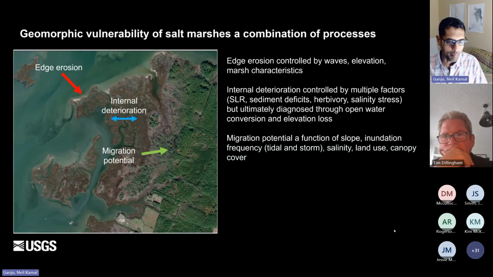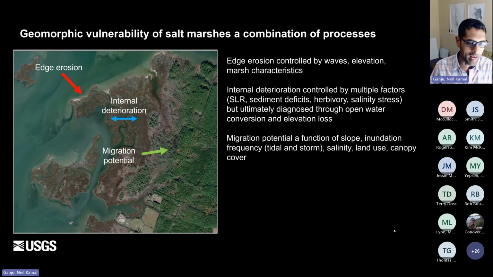And then lastly, migration potential is your last kind of mechanism. And that's a very complicated function of land slope, inundation frequency from tides and storms, the salinity of the groundwater, as well as the overlying water, the land use, the canopy cover. And obviously, we're still scratching the surface on some of these, but just generally wanted to make sure folks can kind of cast the work we do on geomorphic vulnerability of salt marshes in these three boxes. It makes it helpful when talking about actions and trajectory of the whole system.